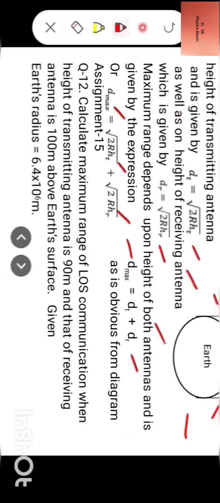Okay. Now assignment 15 continues. Question number 12. Calculate maximum range of LOS communication when height of transmitting antenna is 90 meter and that of receiving antenna is 100 meter above Earth's surface. Given Earth's radius is equal to 6.4 into 10 raised to power 6 meters.